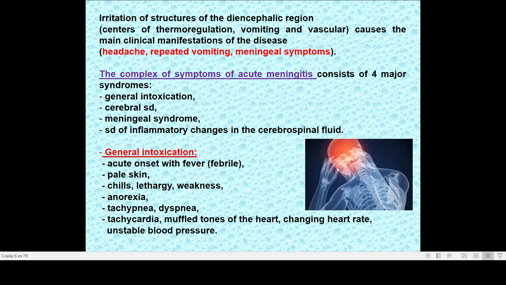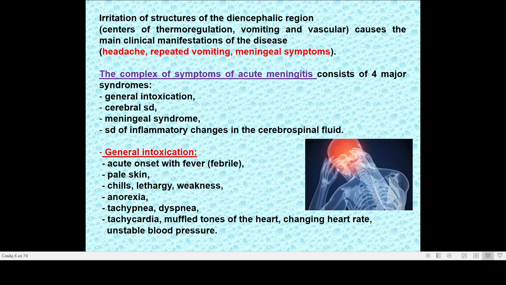The complex of symptoms of acute meningitis consists of four main syndromes. First, general intoxication. Second, cerebral syndrome. Third, meningeal syndrome. And fourth, syndrome of inflammatory change in cerebrospinal fluid. General intoxication includes common signs, which students like to describe.